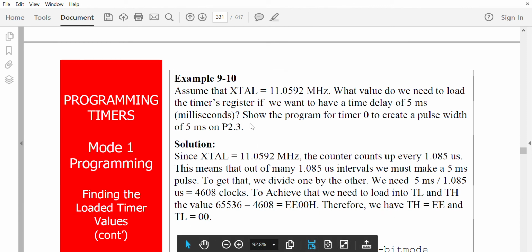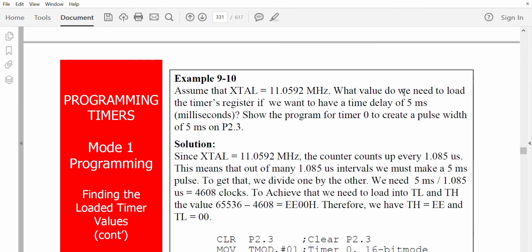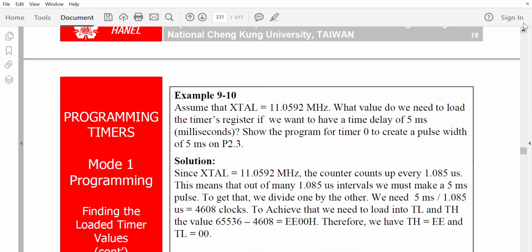The crystal frequency is given. What is the value we need to load into the timer's registers if we want a time delay of 5 milliseconds? We can apply the previous algorithm. Time delay we know, so what should you do? Time delay divided by 1.085 microsecond. You'll get a count, then 65536 minus that count.